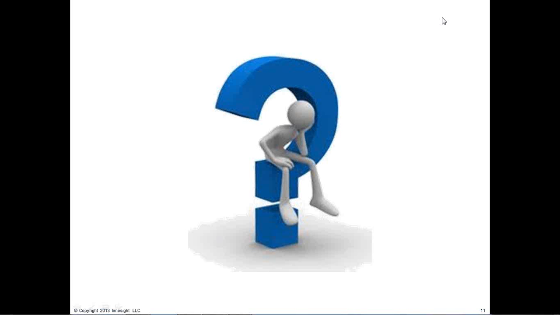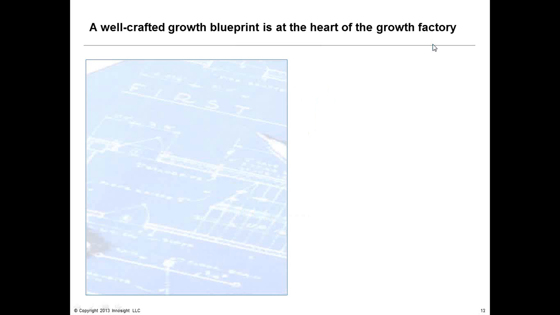Dave? Thanks, Scott. So we went through the four main components of the Growth Factory a bit earlier, and there's a lot more detail that we can go through. But we thought we would spend a little more time here on the foundational one, which is what we call the Growth Blueprint. And this is really at the heart of the Growth Factory.